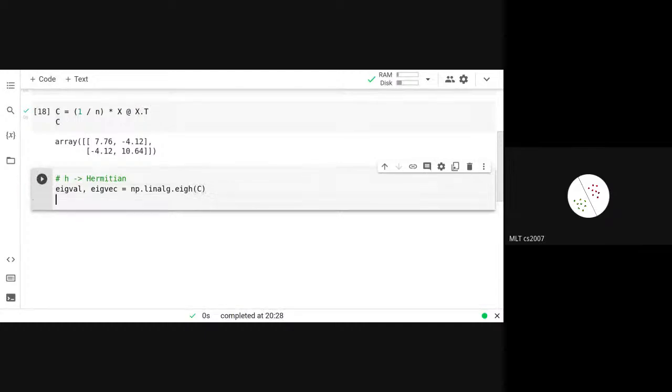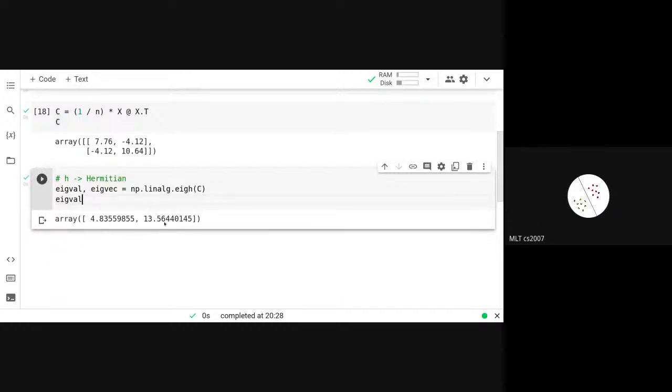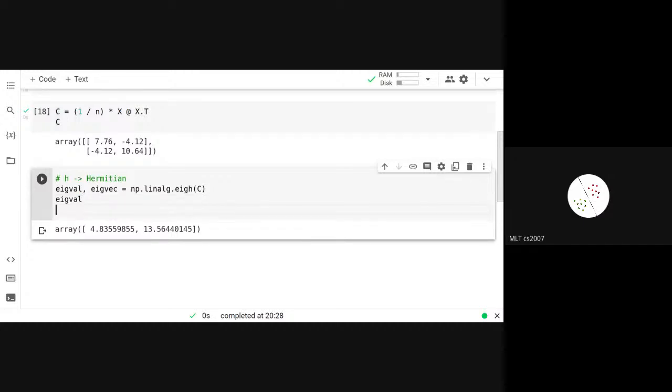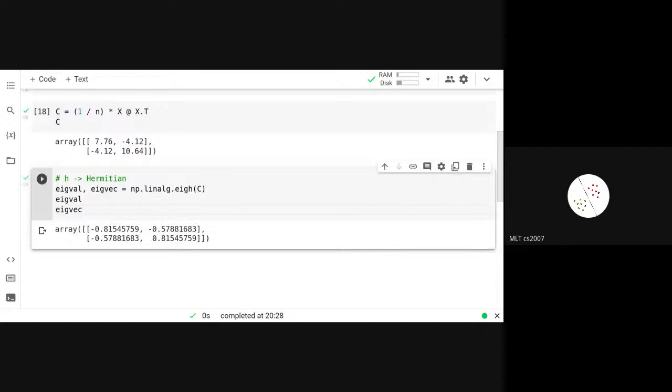So it is done. It has given you the eigenvalues. It will return them in ascending order, so the smallest eigenvalue will come first and the largest eigenvalue will come last. That's the way the function works in NumPy. And the eigenvector matrix will have two eigenvectors of this covariance matrix. The first column corresponds to the first eigenvalue and the second column corresponds to the second eigenvalue. Is this part clear, what this has done for us?